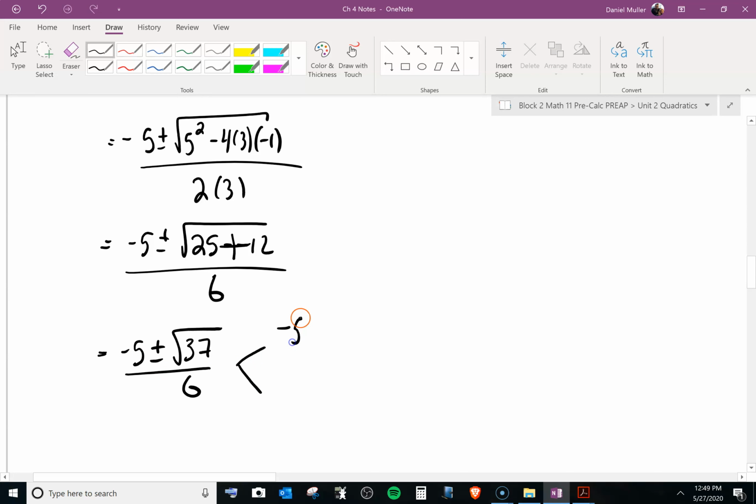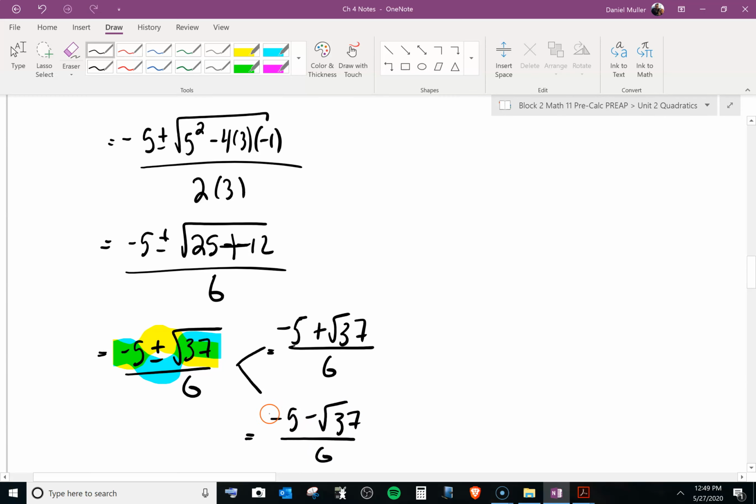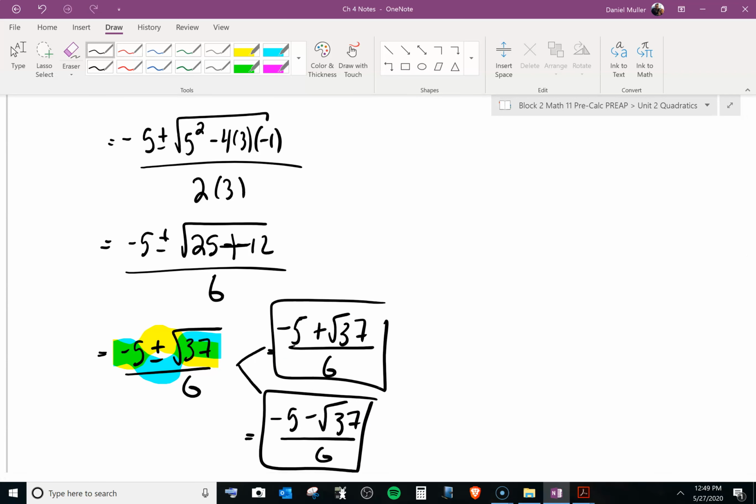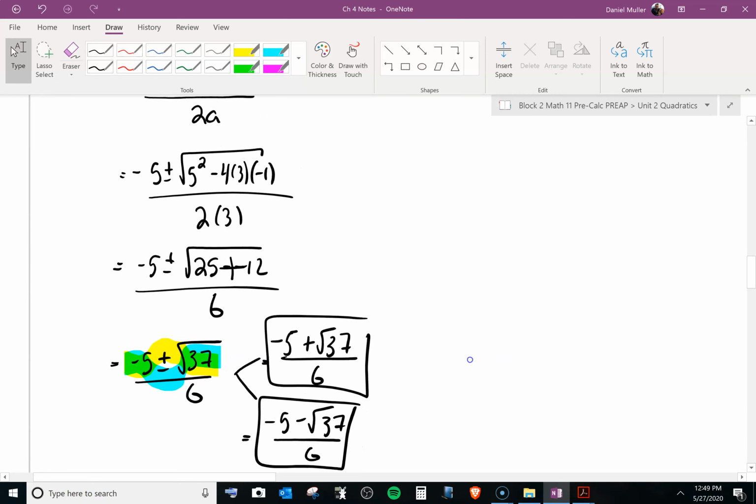You have negative 5 plus the square root of 37 all over 6. But then we have negative 5 minus the square root of 37, all over 6. So those are your 2 answers right there. And because we don't have a calculator, we're not going to put them in a calculator and find a decimal. We'll just leave them like that. It is written a little bit neater on my answer key.